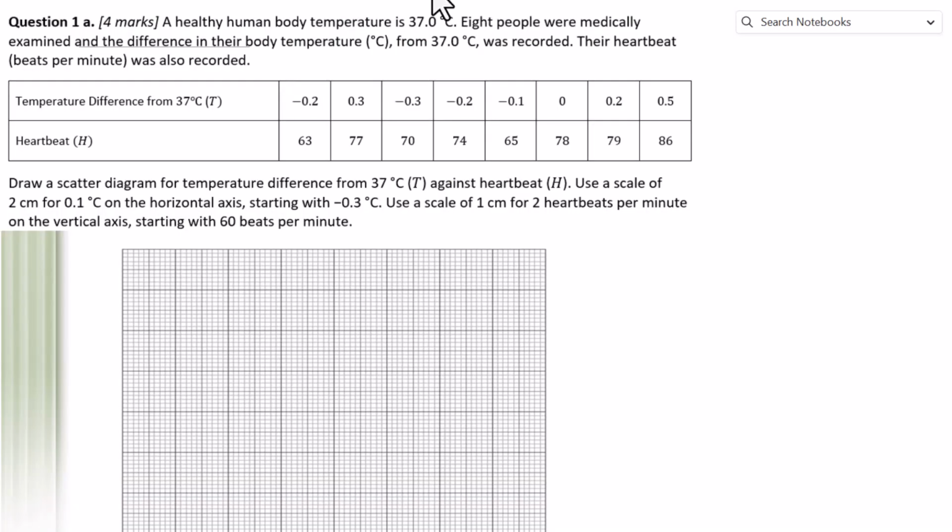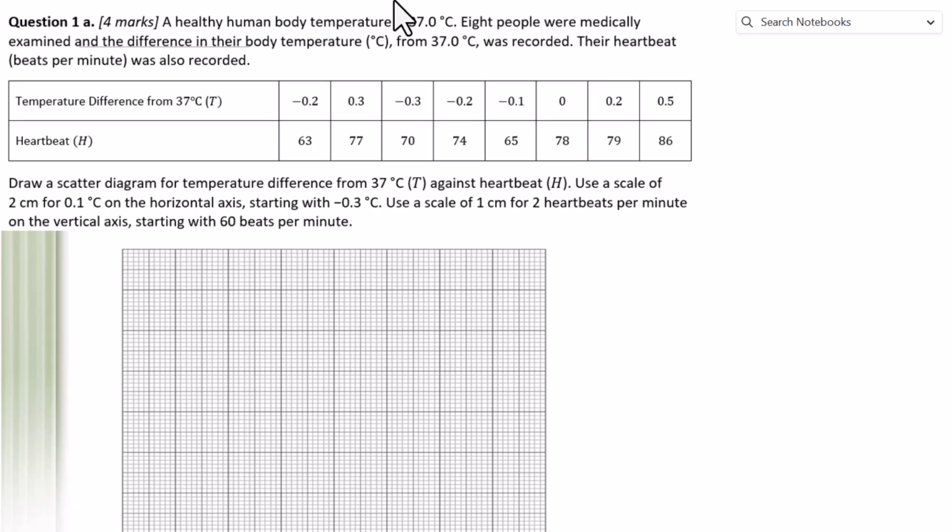This video is about linear regression lines. A healthy human body temperature is 37 degrees Celsius. 8 people were medically examined and the difference in their body temperature from 37 degrees Celsius was recorded. Their heartbeat was also recorded.